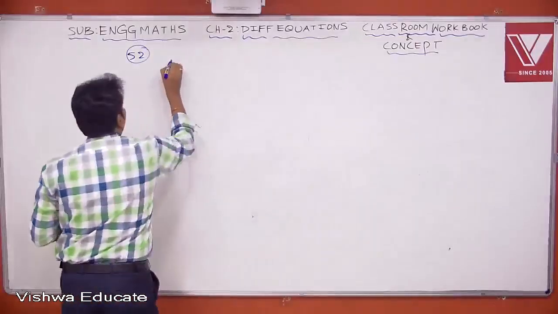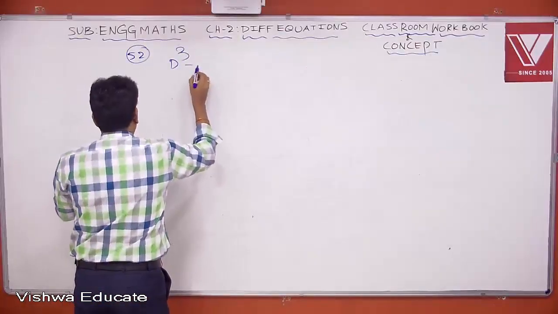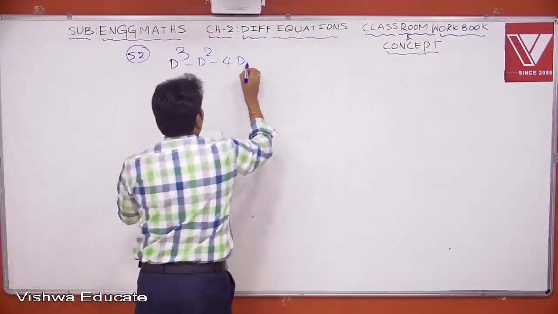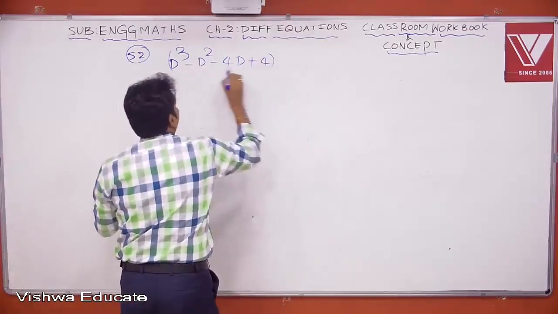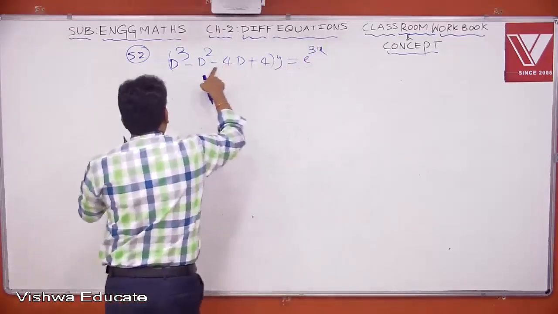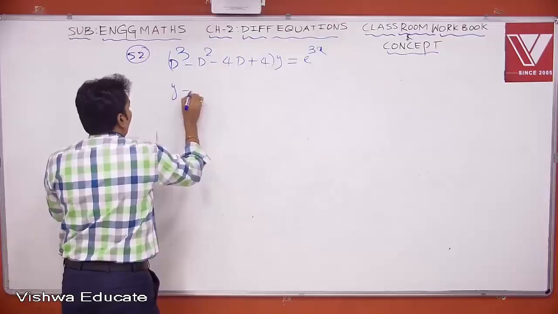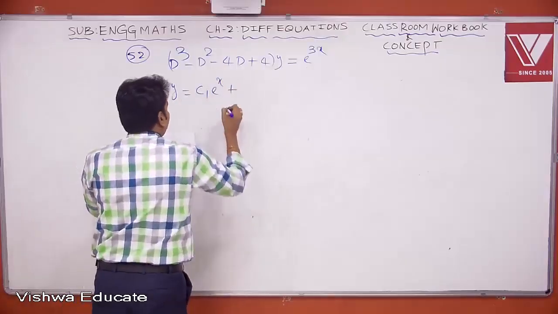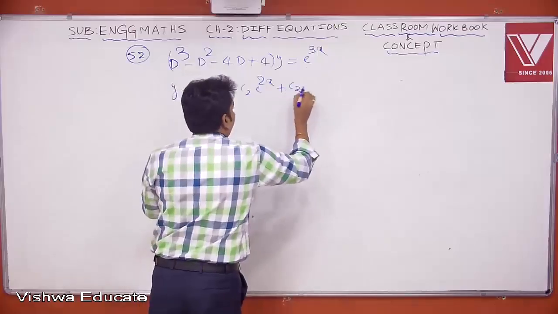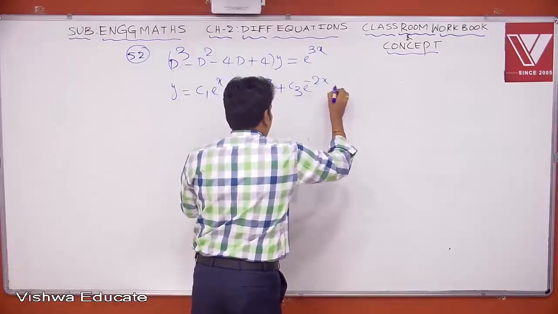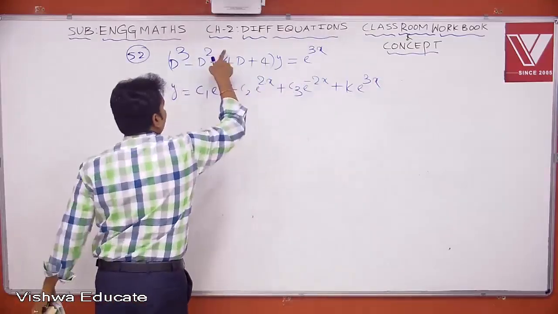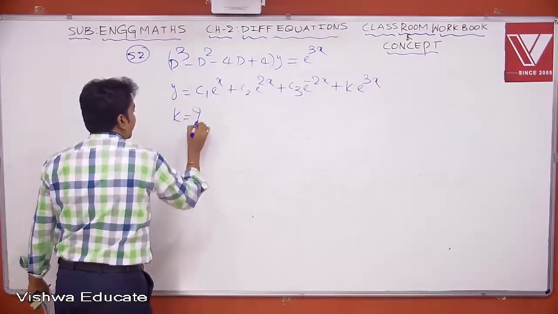So here the equation is (D³ − D² − 4D + 4)y = e^(3x). What is the general solution of this equation? y = c1 e^x + c2 e^(2x) + c3 e^(−2x) + k e^(3x). If this is the general solution of this equation, then what is the k value?